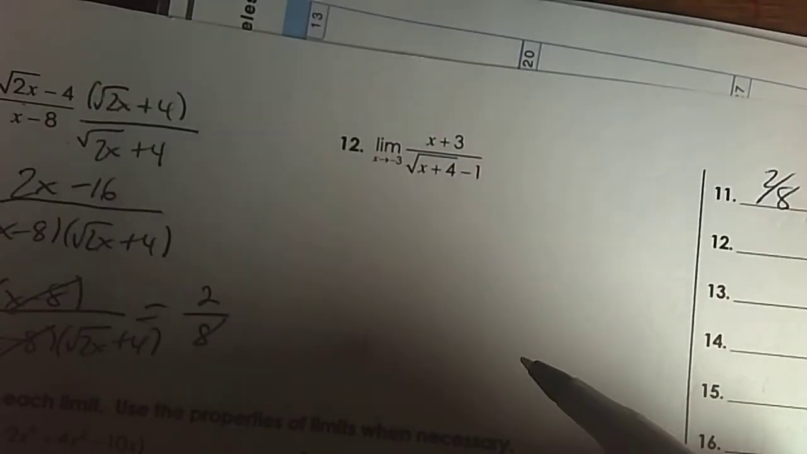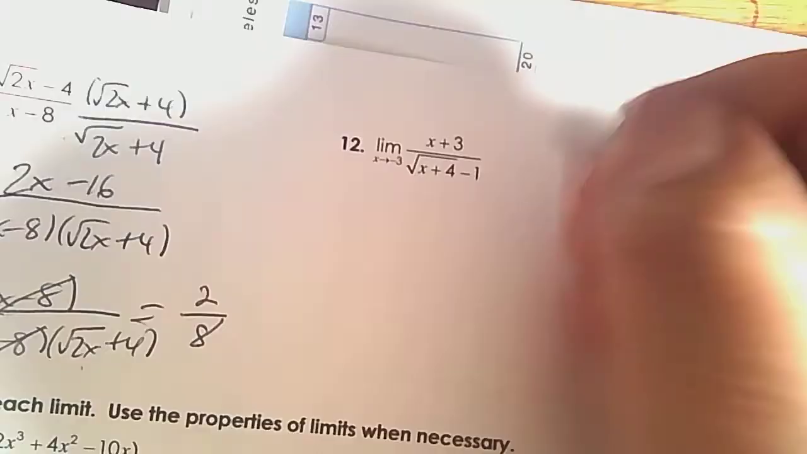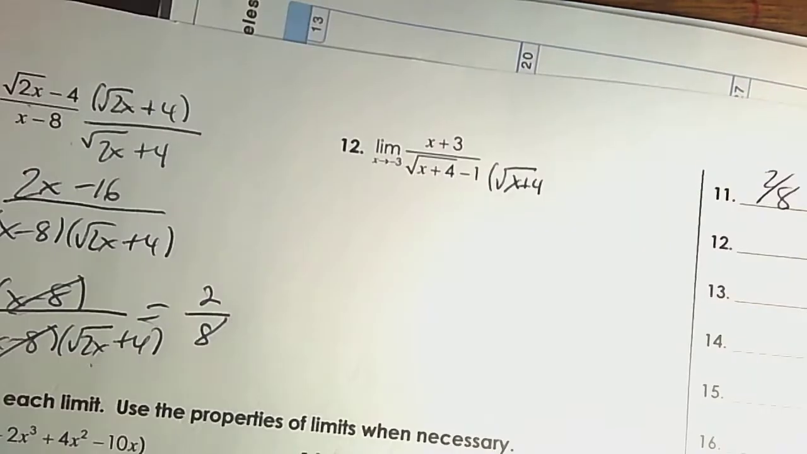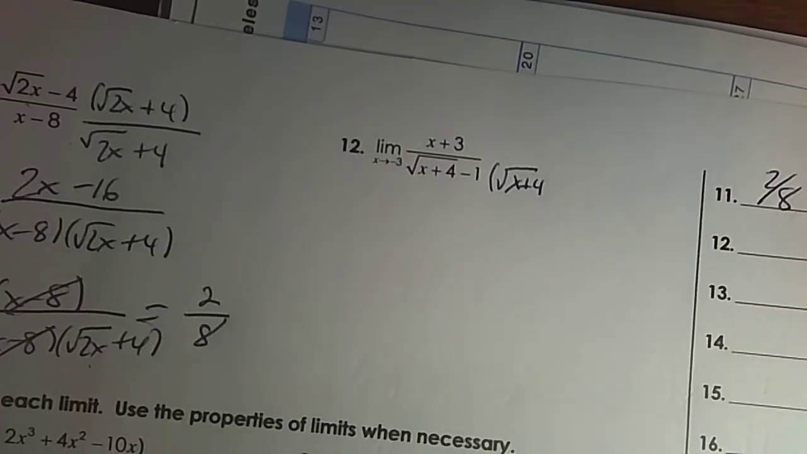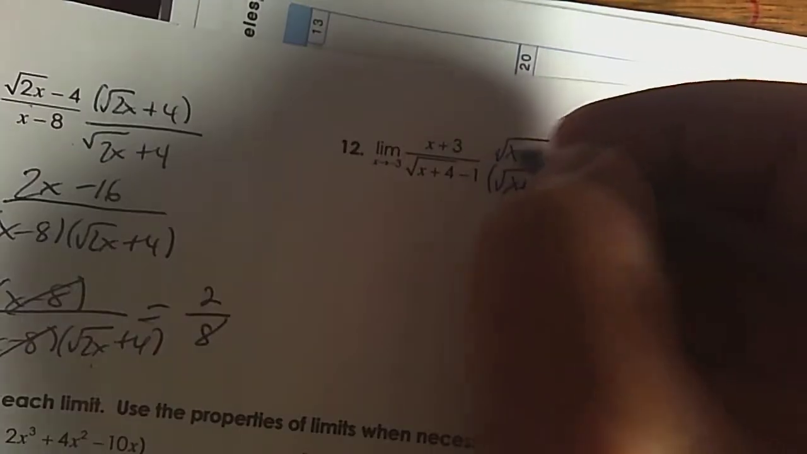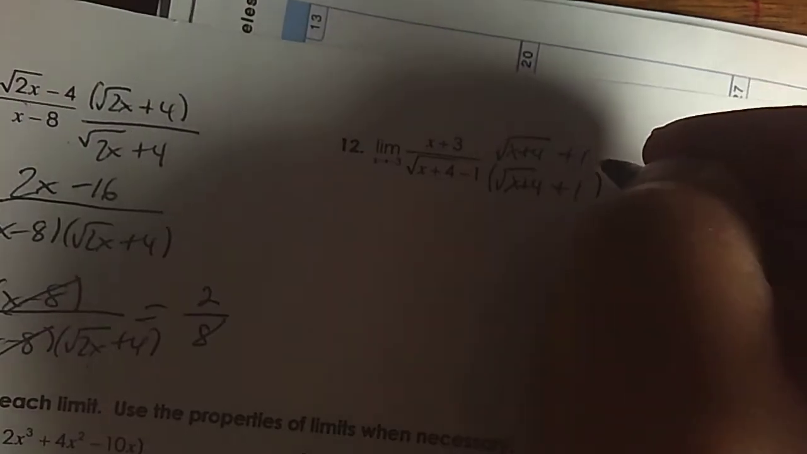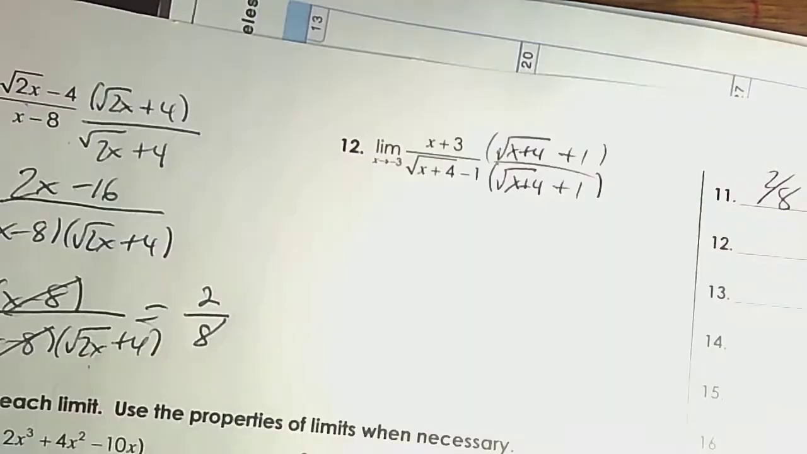Give yourself a check mark. Step 1, plug in -3. Notice it is indeterminate. Then recognize where the conjugate is going to come from. So the square root, identify it. There it is, +1. Here again, the square root of x plus 4 plus 1, top and bottom. Then write the limit notation. The limit as x approaches -3. The numerator, I'm just going to put them beside each other.